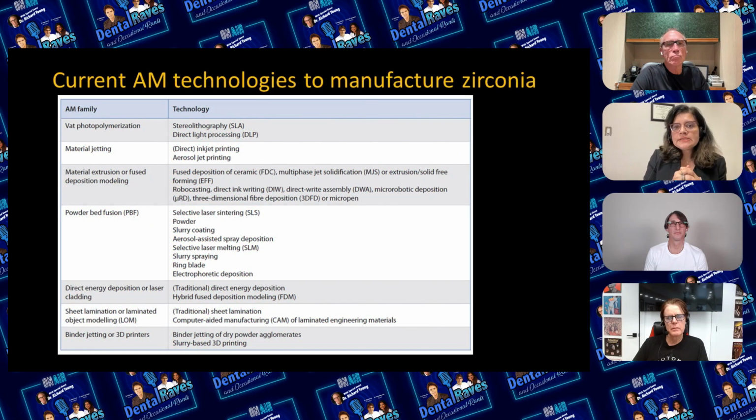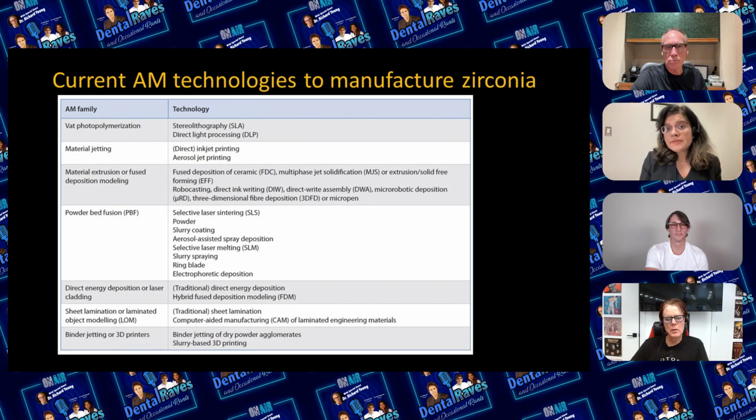So this paper discusses some current AM technologies to manufacture zirconia, such as SLA, DLP, which is direct light processing. Material jetting is another one, inkjet printing, as we call it, and then material extrusion or fused deposition modeling, powder bed fusion. One of the more common methodologies under this category is selective laser sintering. Then there's also direct energy deposition or laser cladding, sheet lamination or laminated object modeling, and binder jetting is also one of the processes that can be used to manufacture zirconia via 3D printing.